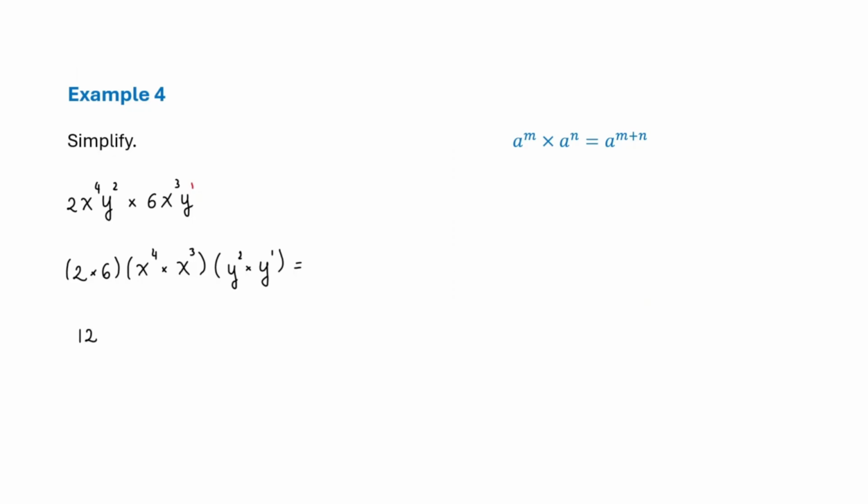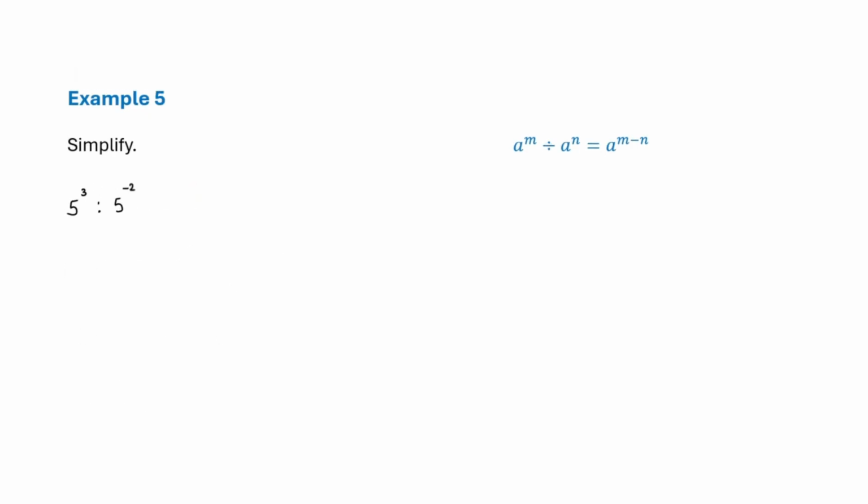For the powers of x, we apply the product rule. We keep the base and add the exponents, giving us x to the power of 4 plus 3. We do exactly the same for the powers of y. We keep the base and add the exponents, giving us y to the power of 2 plus 1. Simplifying the exponents, the expression becomes 12, x to the power of 7, y cubed.